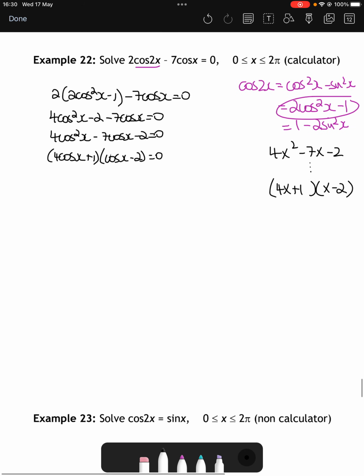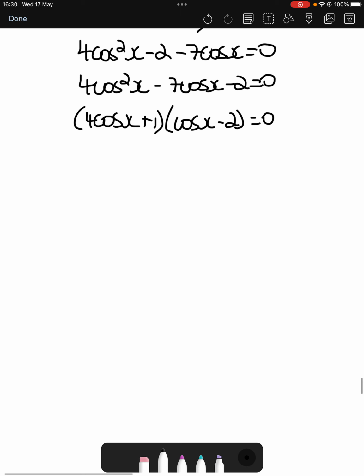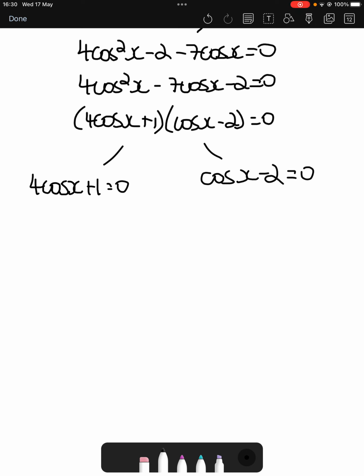Okay, so what we've done is we've subbed in our cos 2x. We picked the right one involving cos, because cos is in the question. We have multiplied it out, tidied it up, and then we have factorised it over at the side, and then you've popped your x. Instead of an x, you put your cos x back in. Once you've done all that, it's literally just a case of bringing it down and solving both parts of it. So 4 cos x plus 1 is 0. Cos x minus 2 is 0. And just rearrange it.